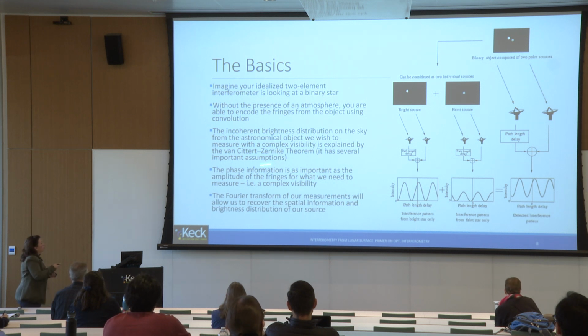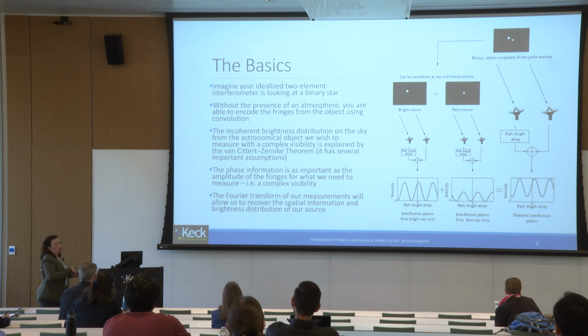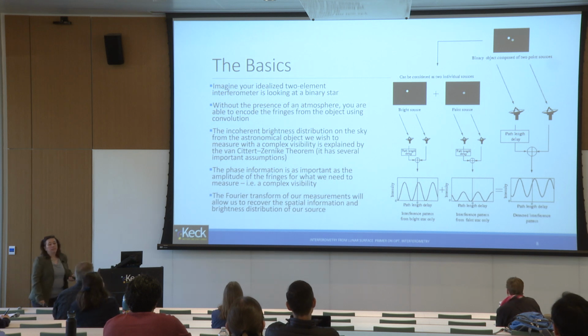But one of the things that's really important to point out here is that the phase is as important as the amplitude of the fringes to be able to understand what you're looking at, and that's because these are complex visibilities that we're measuring, and the phase information encodes things about the spatial distribution of what we're looking at in the sky. So because of the Van Cittert-Zernike theorem, we have the ability to take a Fourier transform of the measurements that we make and recover the spatial information of what we're looking at in the sky. And if you knew that you were looking at a binary, this might be enough to actually solve what you want to do. And you could maybe take multiple measurements if you want to figure out the orbit, but then you'd be done with it.